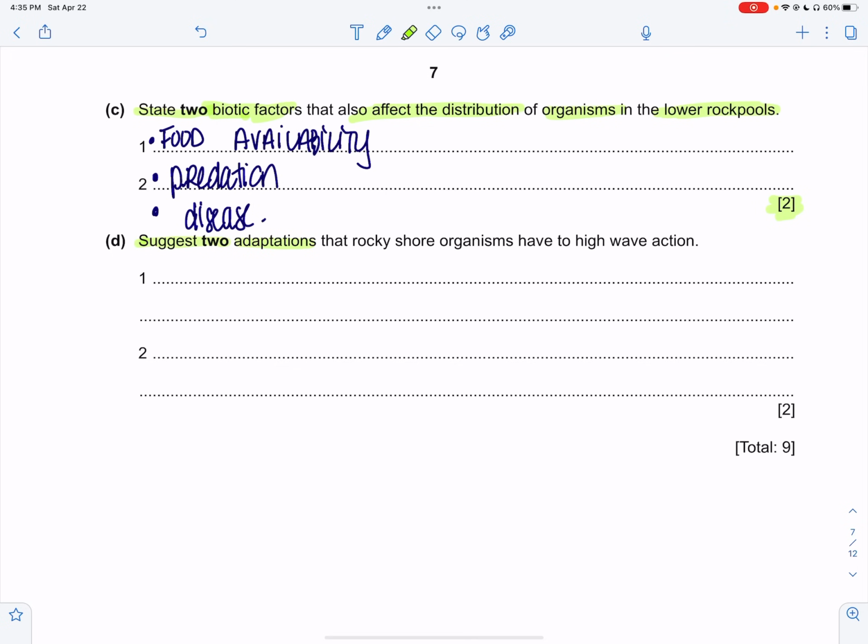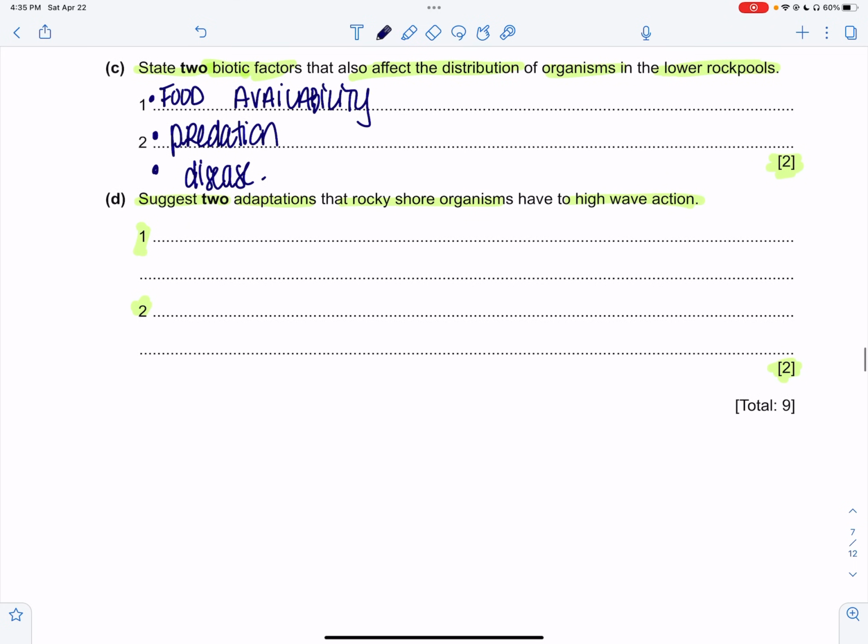Suggest 2 adaptations that rocky shore organisms have to high wave action. And the suggest command word really implies that you may have not covered this in the syllabus, but apply your knowledge to it. You should have covered this in the syllabus. This is their need for attachment. So 2 adaptations. They're going to have strong or thick shells. And so that will avoid any physical abrasiveness or physical impact of the waves.